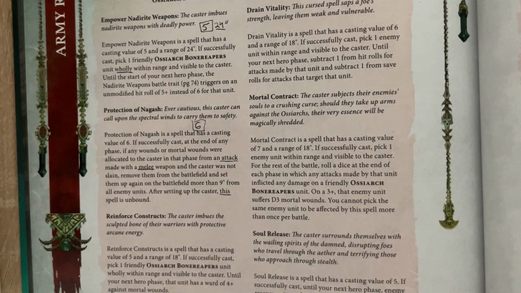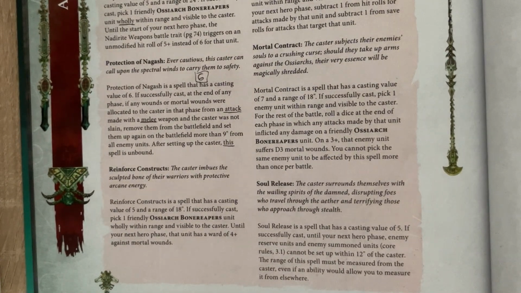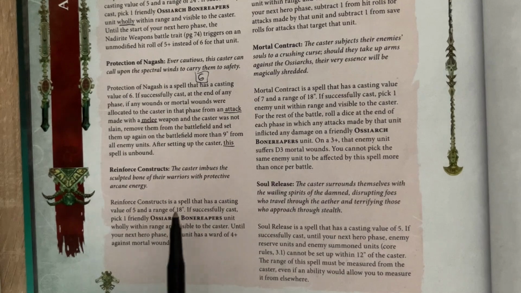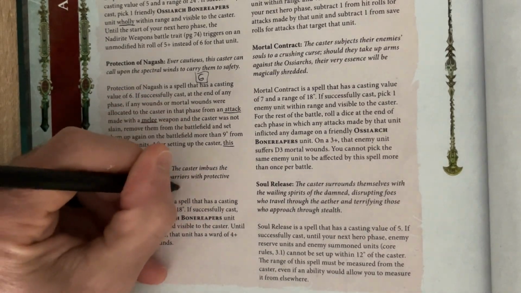All right, and our last one on the first column is Reinforce Constructs. Reinforce Constructs is a spell with a casting value of 5, range of 18.